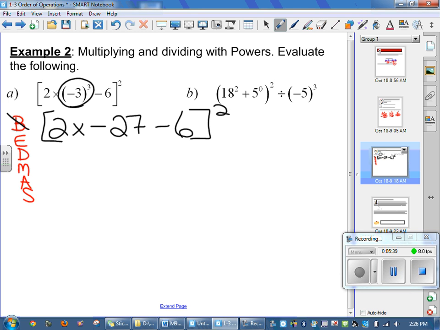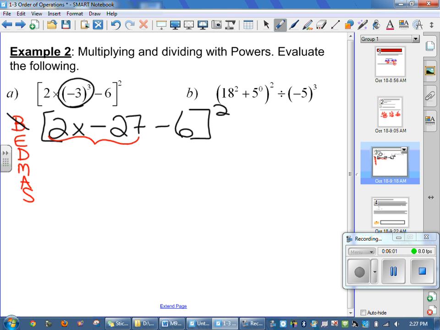Okay, I can still solve in my bracket now. Inside my bracket, I have one more thing. What goes next after exponents? Division and multiplication. Do I have any dividing in there? No, but I have multiplying, don't I? So now I need to multiply those two numbers. So what does that give me?